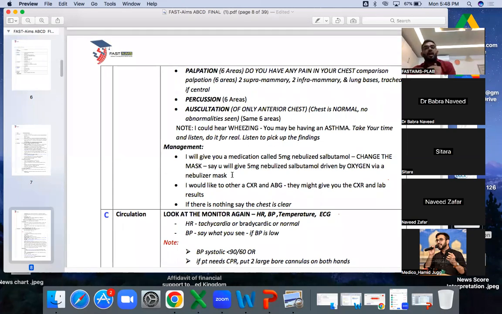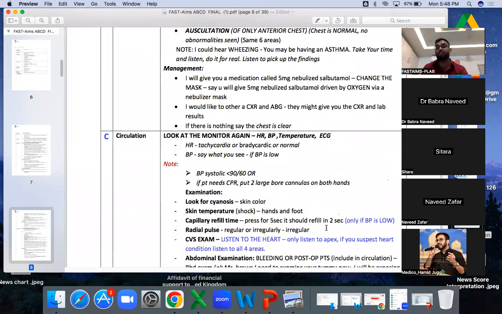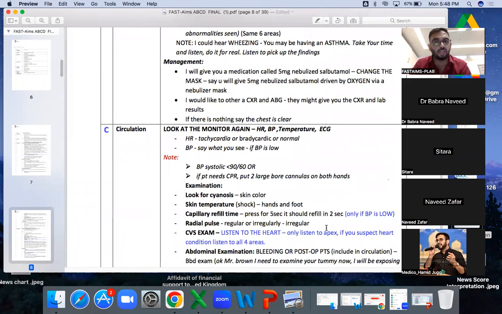And then if you find nothing over here, you move to circulation. You have done the breathing part and managed it, and then you move to the circulation. Okay. Now we come to the circulation. In the circulation, you need not take the history, because you have already taken it. What you are going to do is directly see the monitor. In the monitor, you are going to see four things: heart rate, blood pressure, temperature, and ECG. The most important thing is blood pressure.